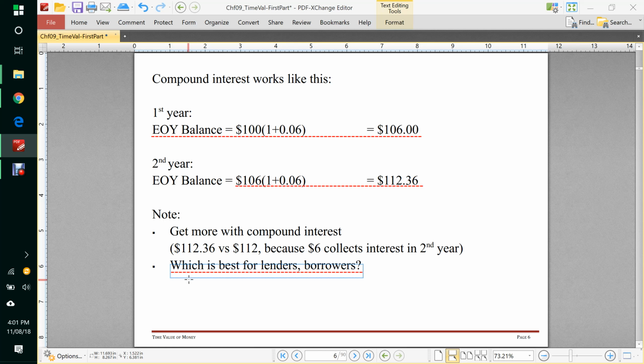Okay, so as usual, it's always good to think a little bit once we learn some new stuff, think about the implications. In this case, I'm asking which is best for lenders or for borrowers? Well, I would say if you are a lender, compound interest is going to be better for you because you're going to get more back in the future here. So if you're a lender, you want to say compound. And if you're a borrower, you want to say simple because you'll be paying less back in the future.